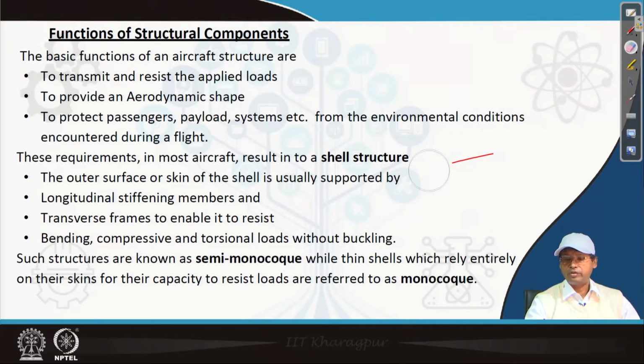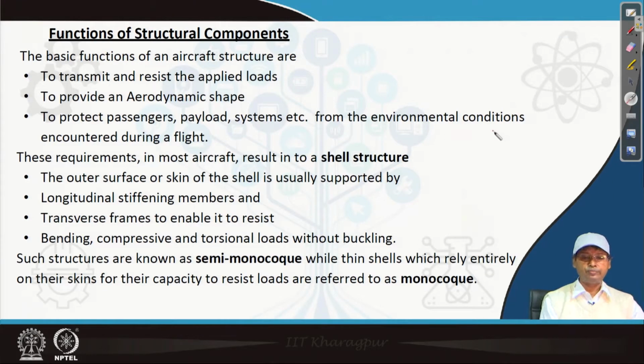Not only that, pressure also reduces. So, depending on those environmental conditions, the structural components have to withstand those types of environmental loads. And it also needs to protect the payload, say it is carrying passengers, it needs to protect the passengers. Passengers cannot fly at minus 55 degree centigrade or minus 60 degree centigrade temperature. So, it has to be protected from that environment. The requirements in most of the aircrafts result in a shell structure.